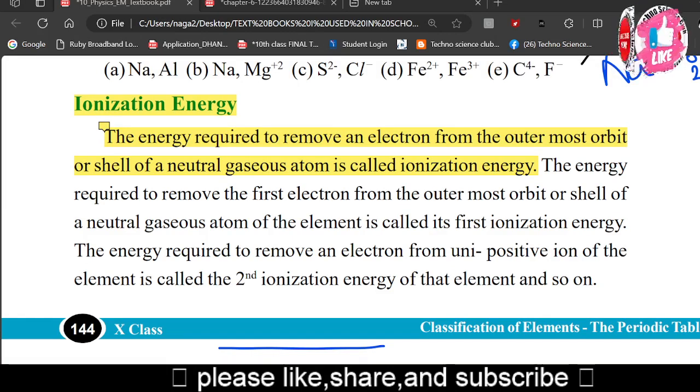In today's class, 10th class English medium, classification of elements on the periodic table, the properties of elements law, part 2: ionization energy and the factors depending on the ionization energy.